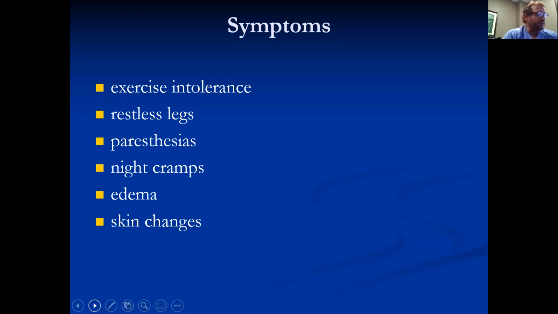So if you do have patients with significant issues with cramping that's not being relieved by supplements, calcium, magnesium, and some of the other different treatments, then it would be worth evaluating for underlying venous insufficiency. With restless legs, we see about a 50% response in our patients.